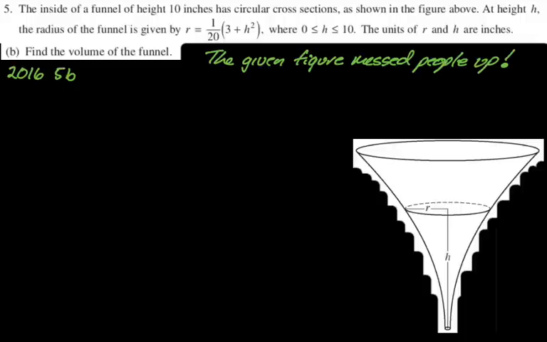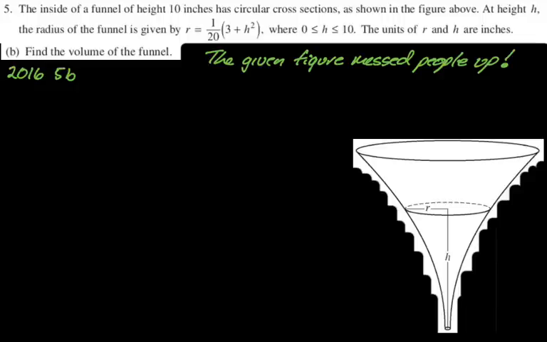So we are told that at height h, the radius of the funnel is given by r equals 1 over 20 times the quantity 3 plus h squared. So this was the funnel problem. Now everybody talks about the spinning toy problem. I look at them and they're the same problem. So we just want to find the volume of the funnel.